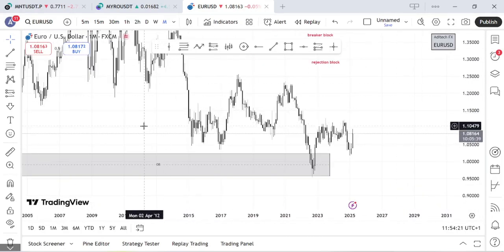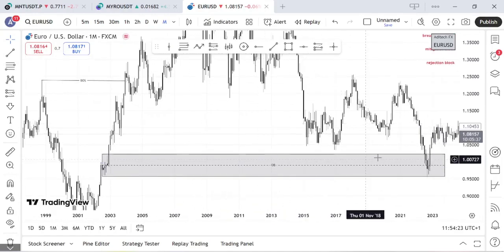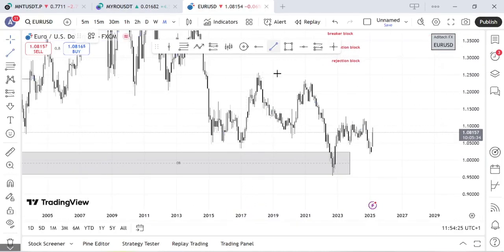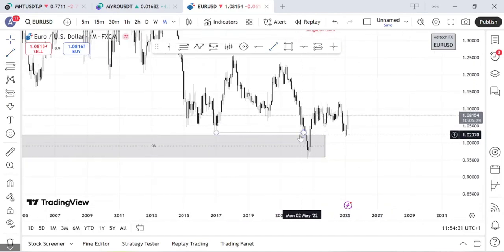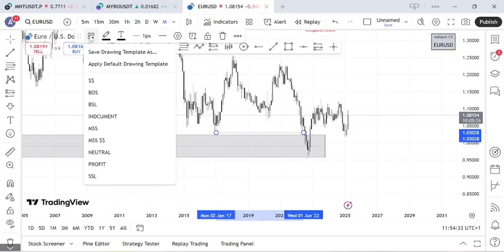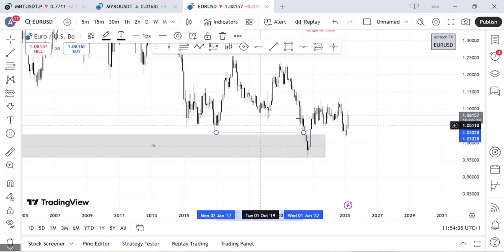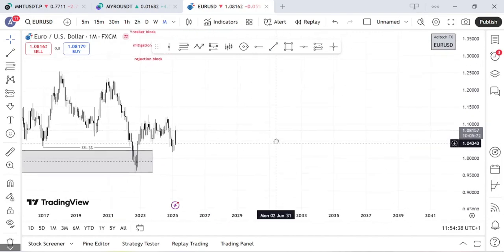Now on the monthly time frame, price has reacted to this order block right here, and we have what is called liquidity. So price has swept sell side liquidity. So what is liquidity also?